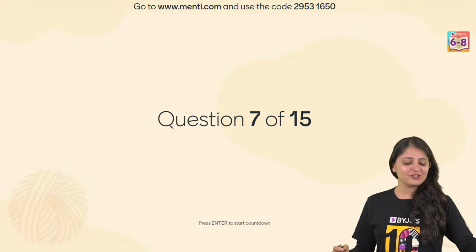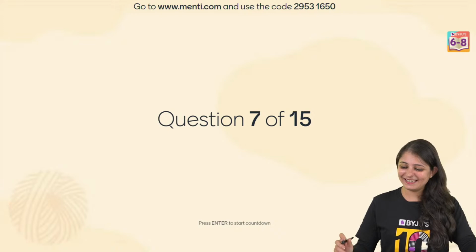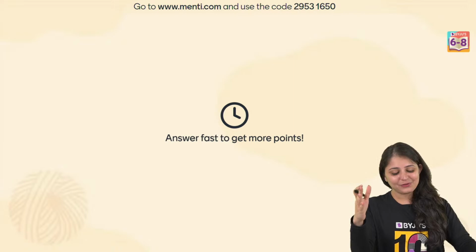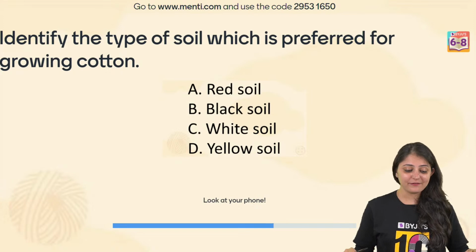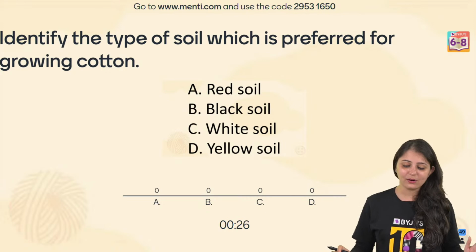Question number 7. All the best, all of you. Let's see how many of you will get this one right. Question number 7 on your screens now. Identify the type of soil which is preferred for growing cotton. Okay, okay. Is it red soil? Is it black soil? White soil? Yellow soil? Which soil is preferred for growing cotton?